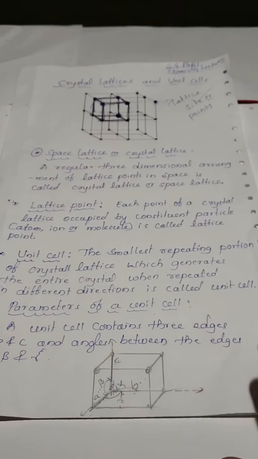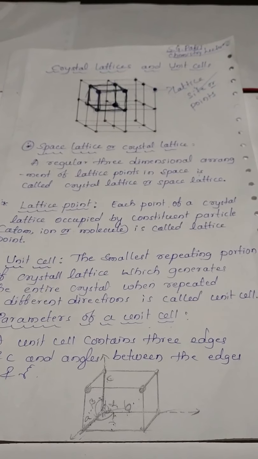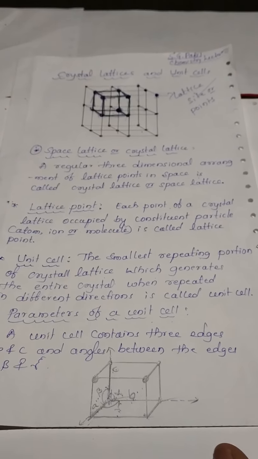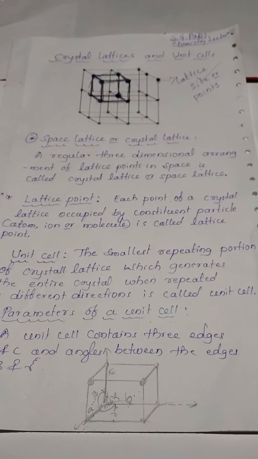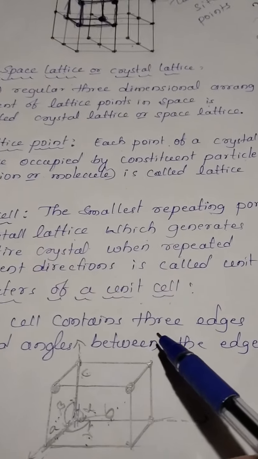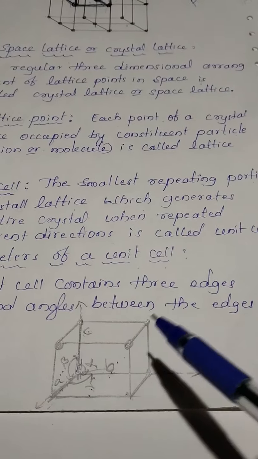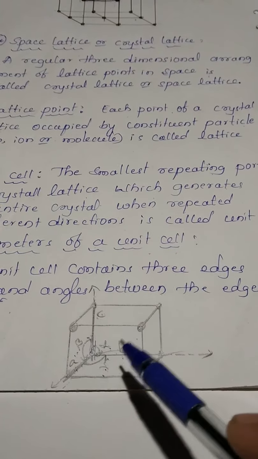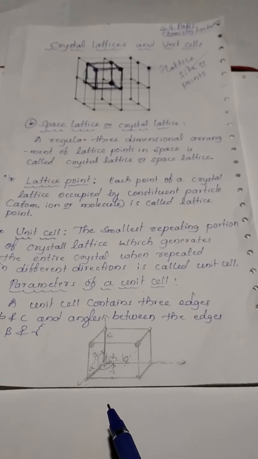Okay, I think you understood unit cell, lattice point, and space lattice or crystal lattice. Next, move on to the parameters of the unit cell. Then what are those parameters? I already said, the smallest portion of a crystal lattice is called a unit cell. The unit cell has 6 parameters.